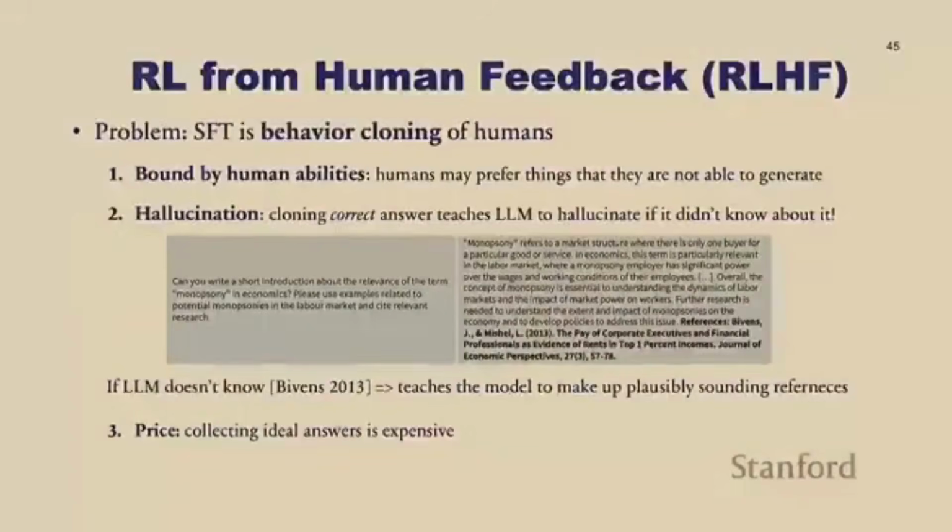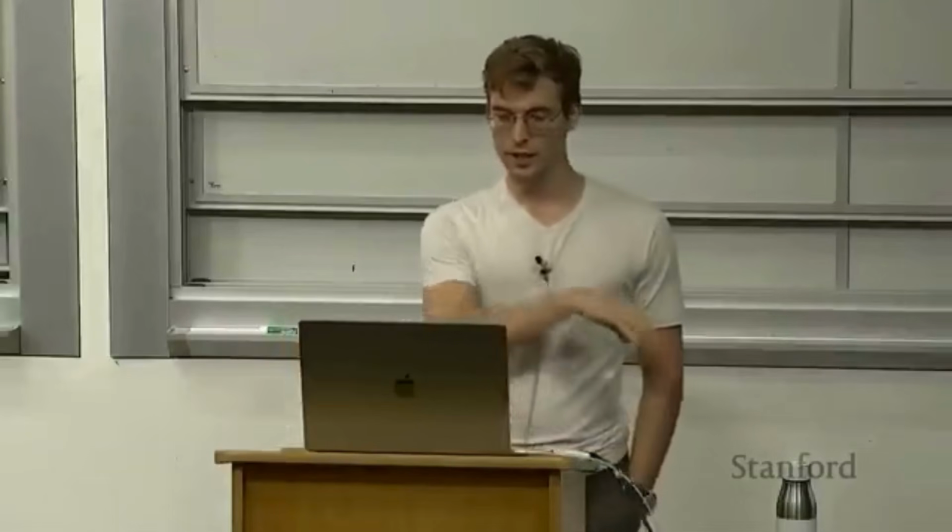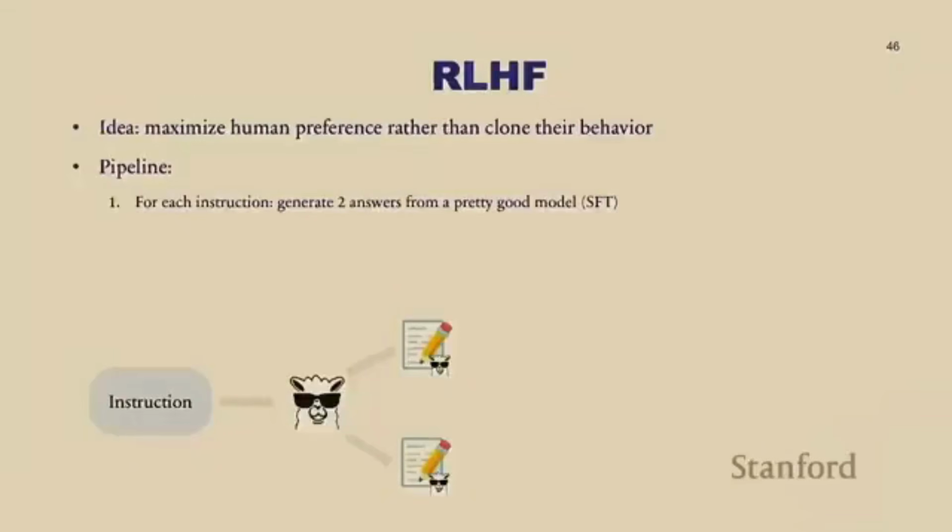Great. Problem number 3, price. Generating the ideal answers is very pricey. And that comes back to your question of humans writing the entire answer being pretty expensive. So that's where RLHF comes in. The idea is that instead of cloning the behaviors of humans, we're going to maximize human preference. And the way we're going to do that, so the pipeline, is that for every instruction, you're going to ask a model to generate 2 answers.